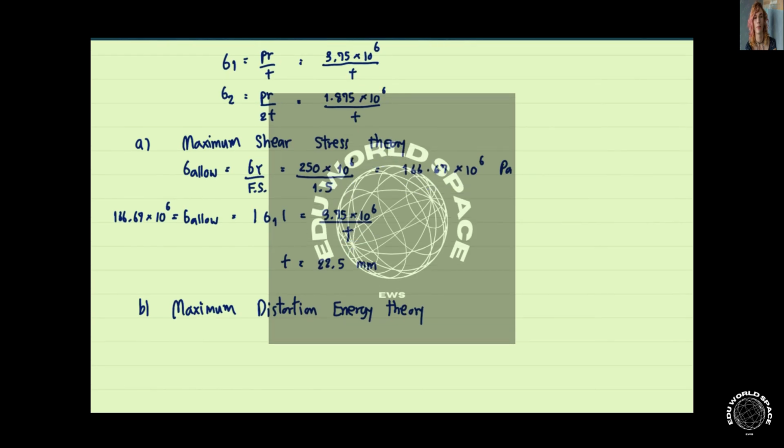But we have to check if the ratio of R over T for this thickness is greater than 10 or not, so that our assumption will be valid. If we calculate the ratio, we get 33.3, which is greater than 10, and that makes this value of T valid.